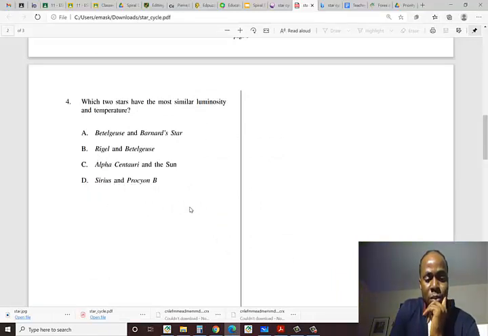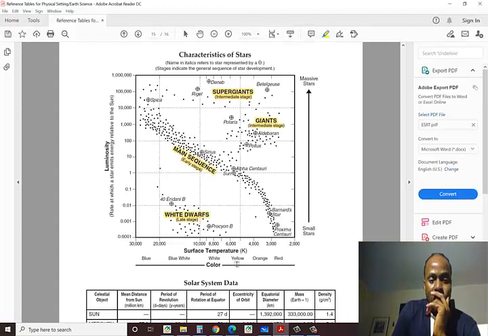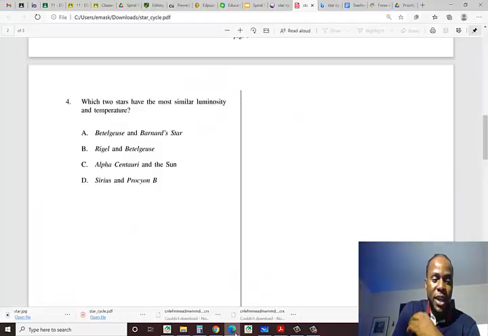Sirius and Procyon B. Let's see where those two are. Sirius is right here. Procyon B is here. If I extend this, maybe the temperature will be similar if we extend it to the temperature line. But when you extend it to the luminosity, they are far apart. So our answer here definitely has to be C.